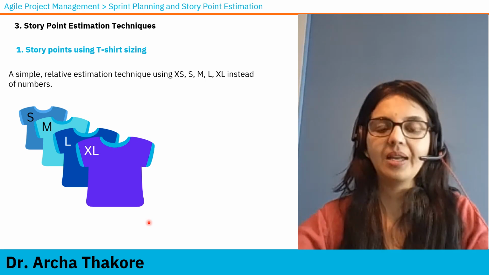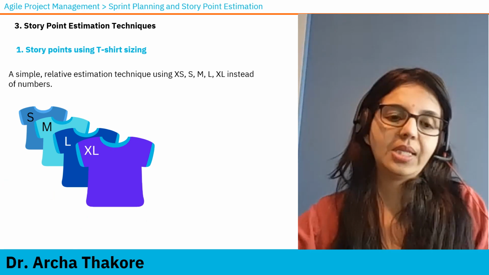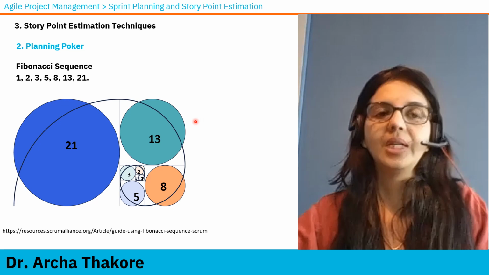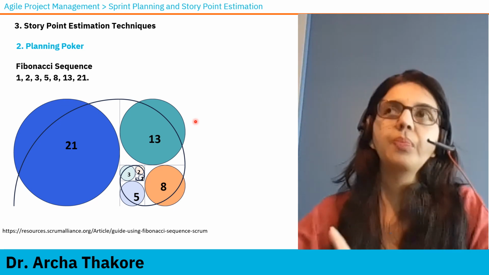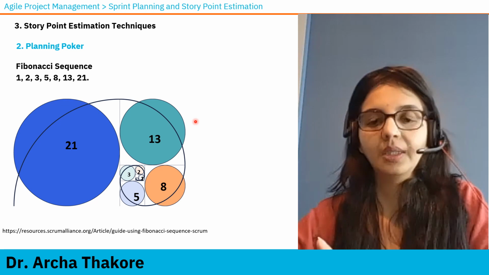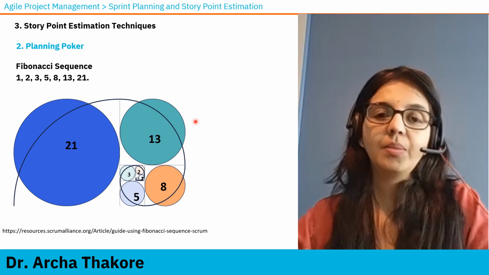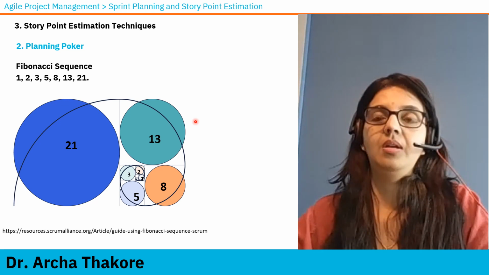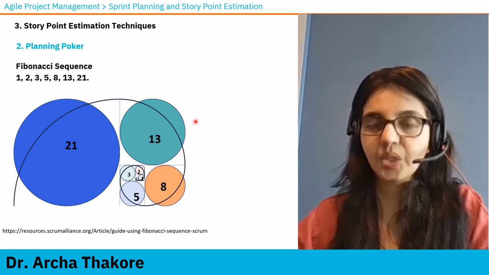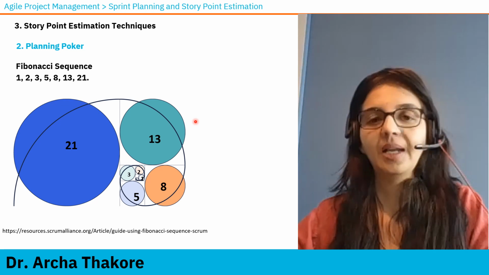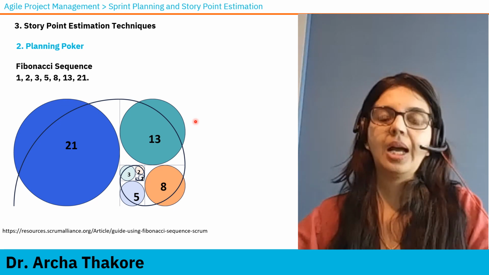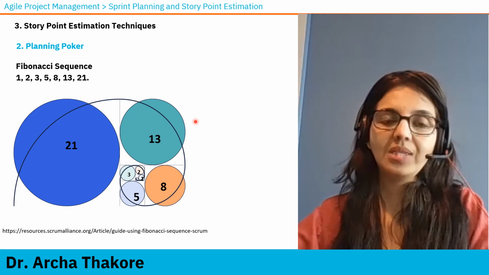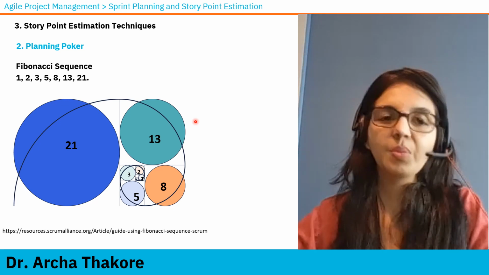So this is one technique which is called t-shirt sizing. Now let's talk about planning poker, the most common technique. In planning poker, the teams assign points without looking at each other and then they agree and come to a conclusion. But most of the time, to assign those points, they use something called Fibonacci sequence.